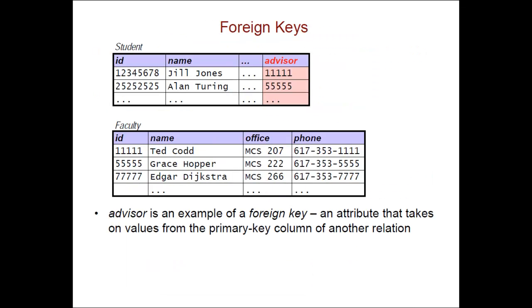And this type of attribute that captures a relationship is known as a foreign key. More precisely, a foreign key is an attribute that takes on values from the primary key column of another relation. So in this case, advisor is a foreign key that takes on values from the primary key of the faculty table. And you can think of the foreign key as referring to that separate primary key column.